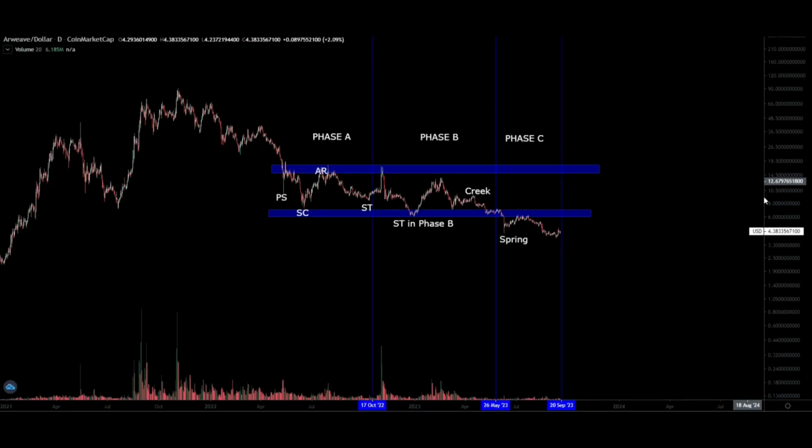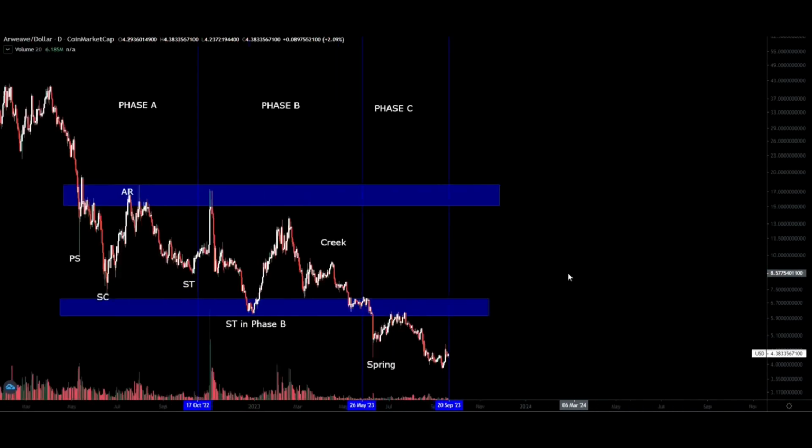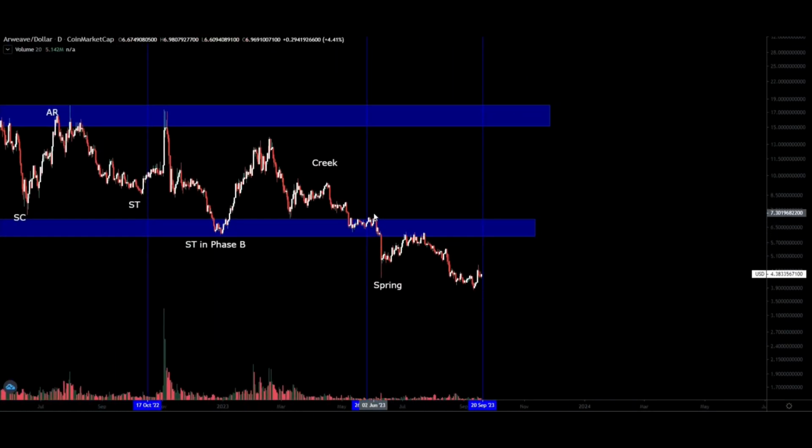So take a look at this. In our phase A, we have hit that preliminary support, our selling climax, our automatic rally, our secondary test, another automatic rally to just come back and have a secondary test in phase B. We have had our creeking moment right here where price is moving slowly but surely, but we eventually had somewhat of a capitulation right here, and you can tell with how sharp this rejection or this motion to the downside is, that this is more likely to be a spring.